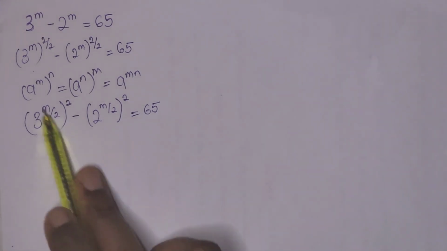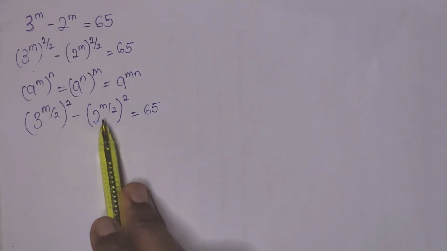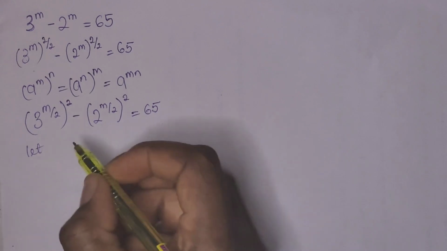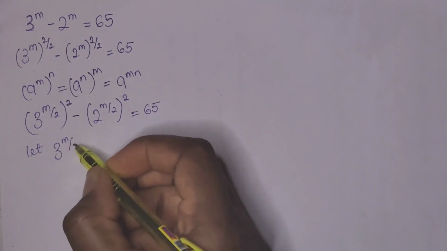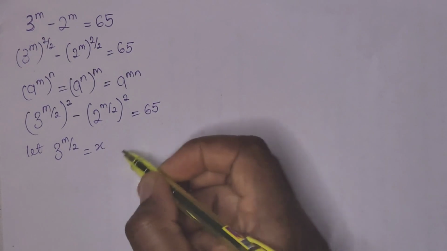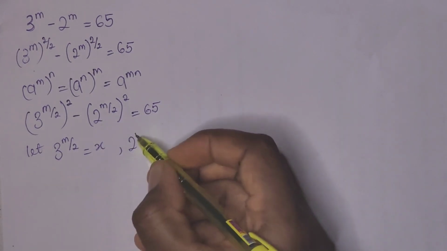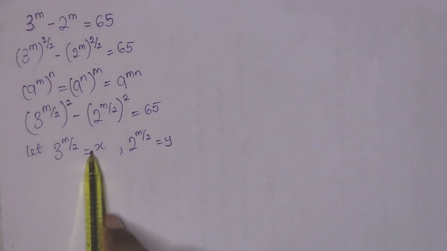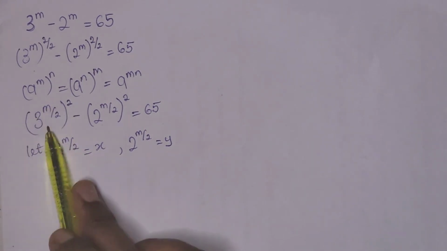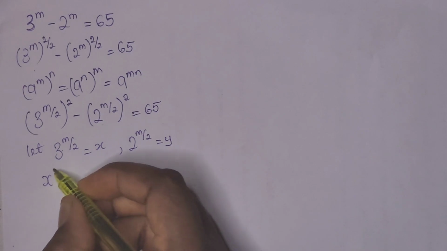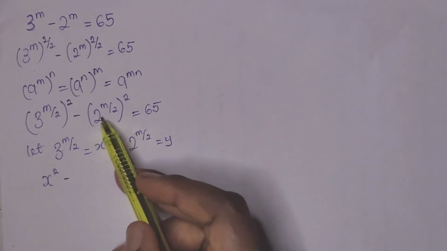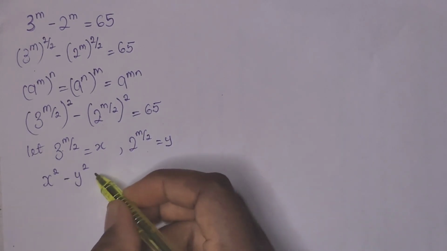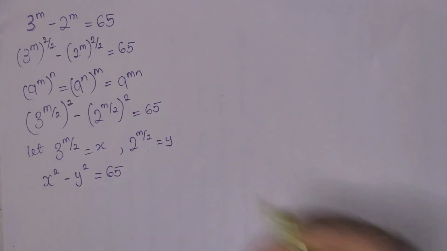So from here we can name this particular one x and name this y. So let 3 to the power of m over 2 be equal to x, and 2 to the power of m over 2 be equal to y. So if this is x, this particular thing here will now become x to the power of 2, minus, since 2 to the power of m over 2 is now y, we have y to the power of 2 equal to 65.